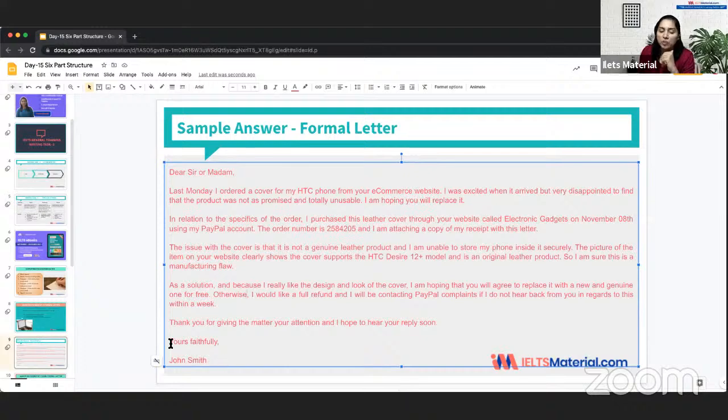Yours faithfully, John Smith. You are going to write this as yours faithfully, comma is very important, because yours faithfully is always written in formal letters. And only yours faithfully is used as we do not know the person. I do not know who is the manager or to whom I'm writing, the complaint manager or the request manager, or the HR manager or the one who is handling the complaint department.